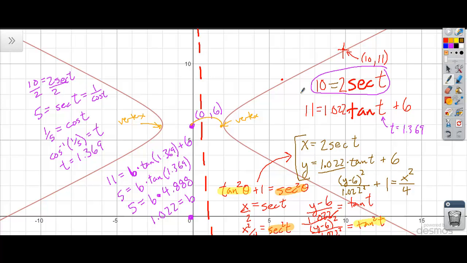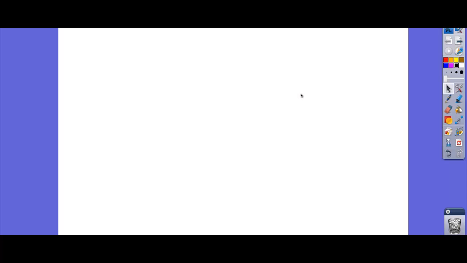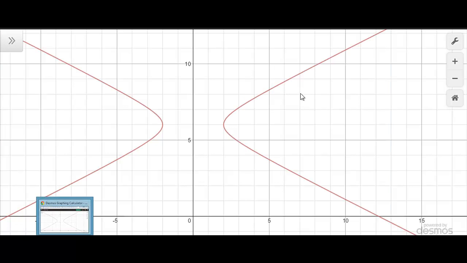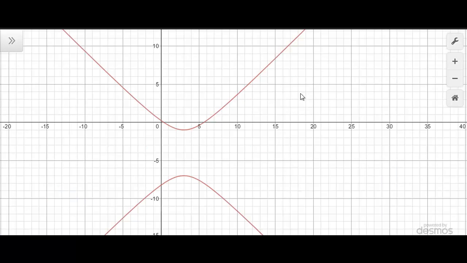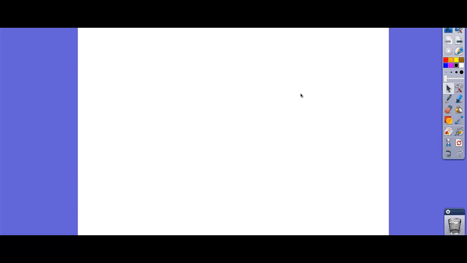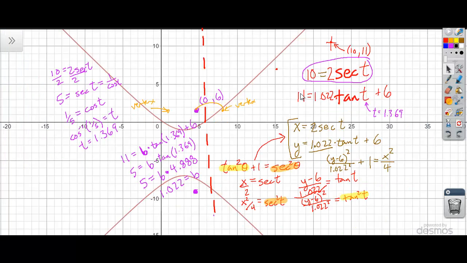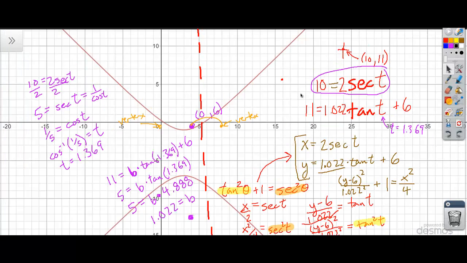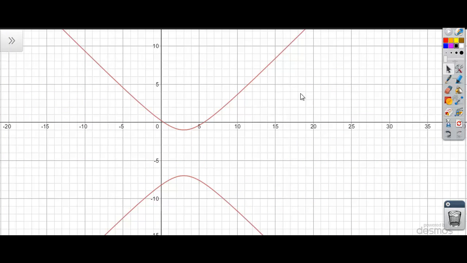Okay, one more example. We'll go a little faster with this one because we know everything. We already said it. So what's the story here? I'm going to have x equals and y equals, my parametric equations.